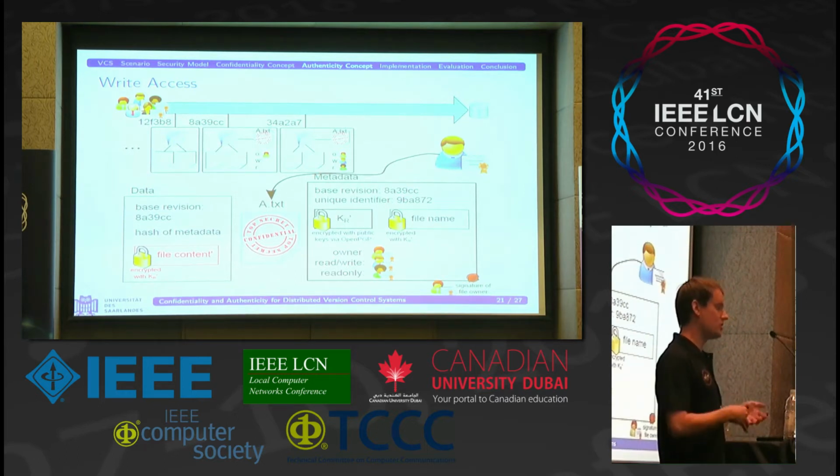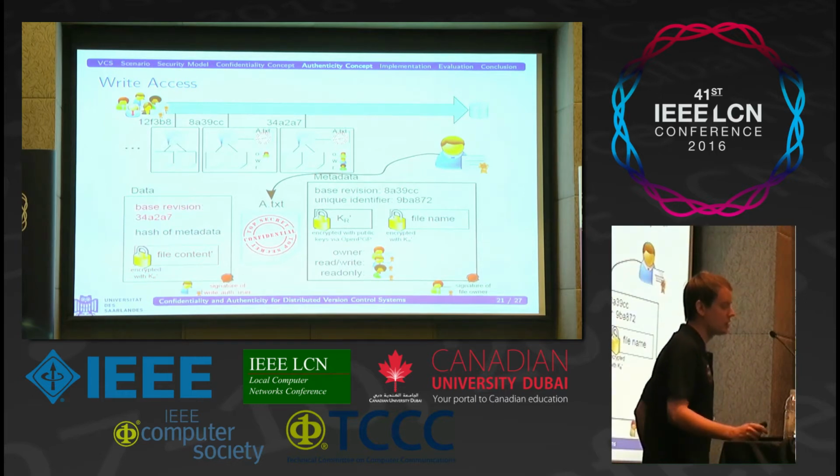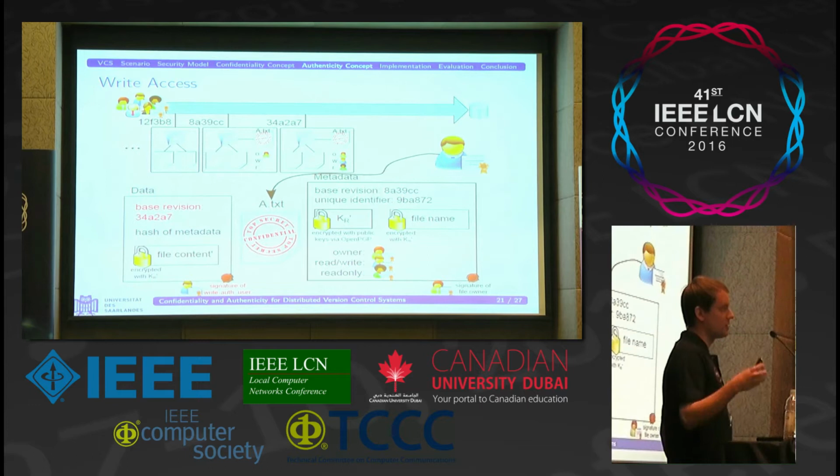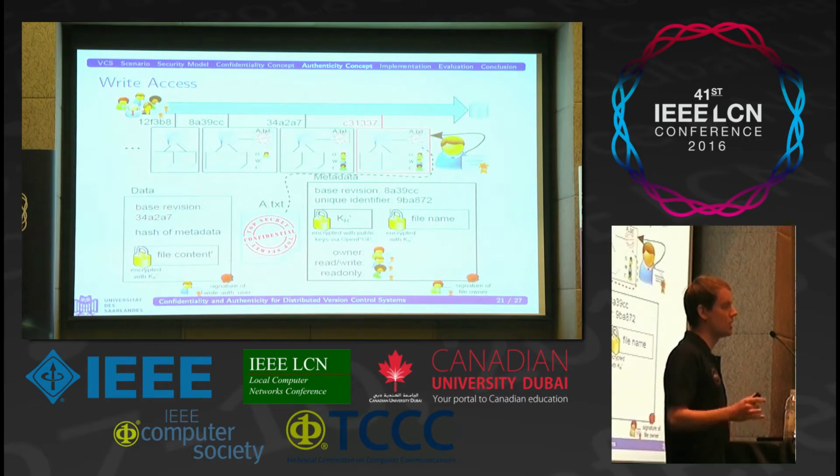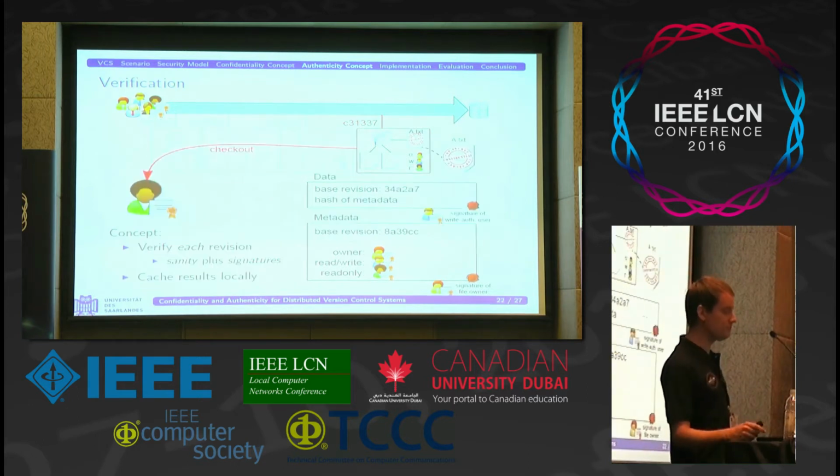To do this, he just has to change the file content, re-encrypt it using the key that is known to him, so he already used it for decryption, and then again he updates the base revision for the same reasons as before, and then Bob computes a signature for the data object and commits only the changed data object to the repository, while the metadata remains unchanged.